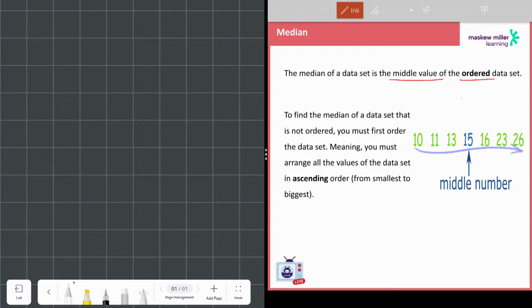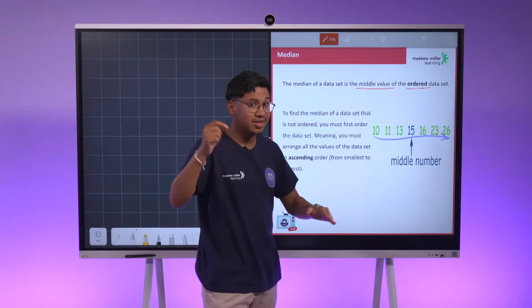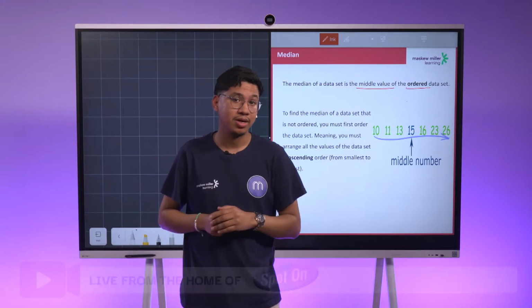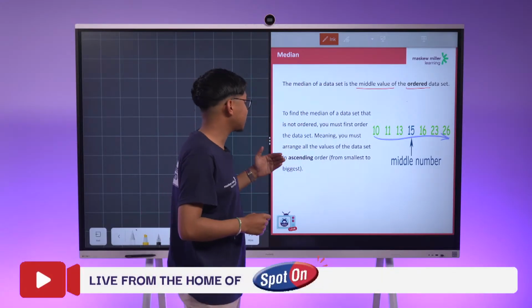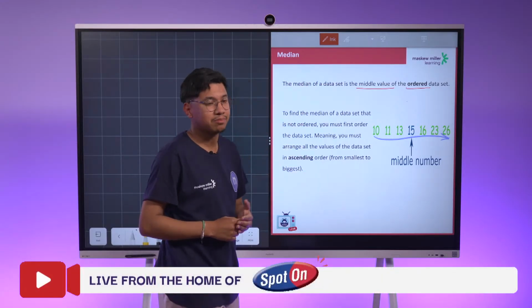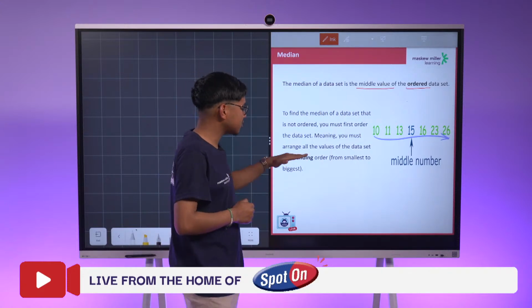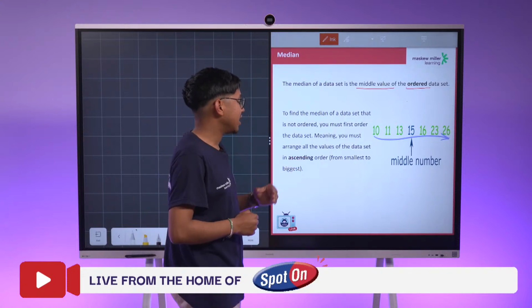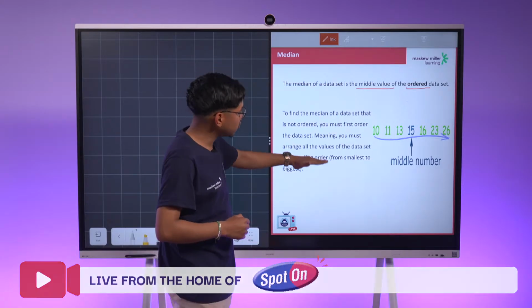You can also arrange it in descending order. It doesn't actually matter. But we advise you to use ascending order because sometimes there are negative numbers and we don't want negative numbers. So it's always better to put it in ascending order. And what is ascending? It is from the smallest to the biggest.